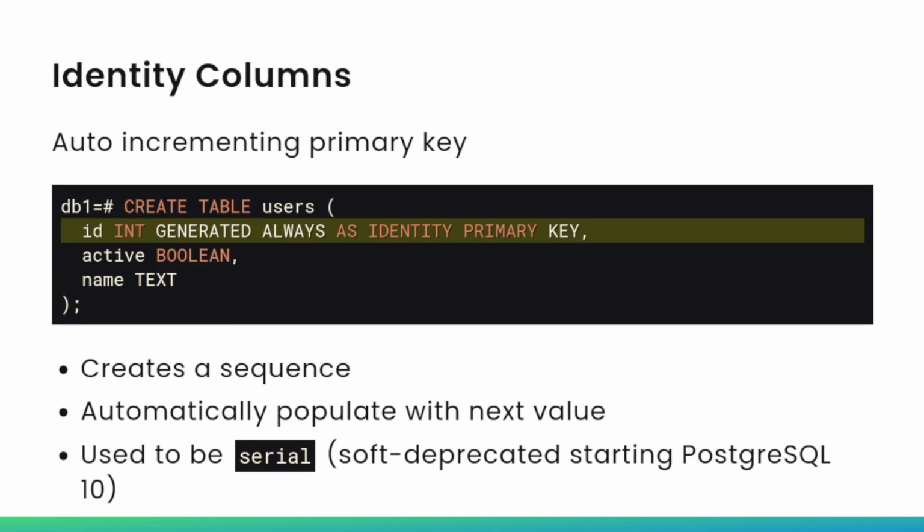However, it was not compliant with ANSI, and starting at Postgres 10, this type is softly deprecated. So if you're starting a new project, do not use serial, use identity column. Use generated always as identity.